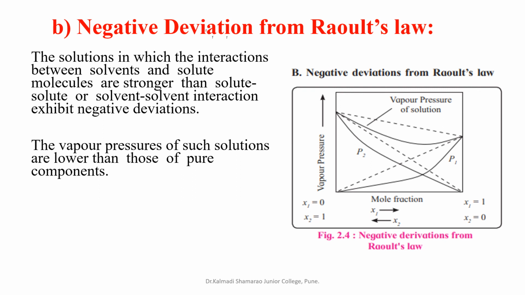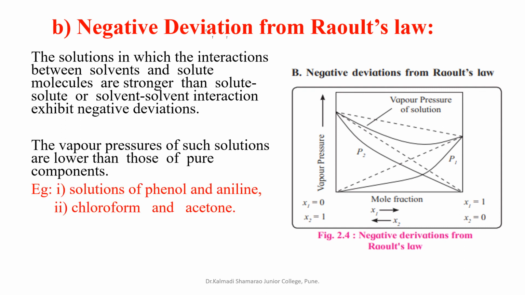Graphical representation for negative deviation from Raoult's law. The thick lines represent the vapor pressure of the solution, which is showing a negative deviation from the ideal behavior, which is represented by the dotted lines. Example, solutions of phenol and aniline and chloroform and acetone show negative deviation from Raoult's law.